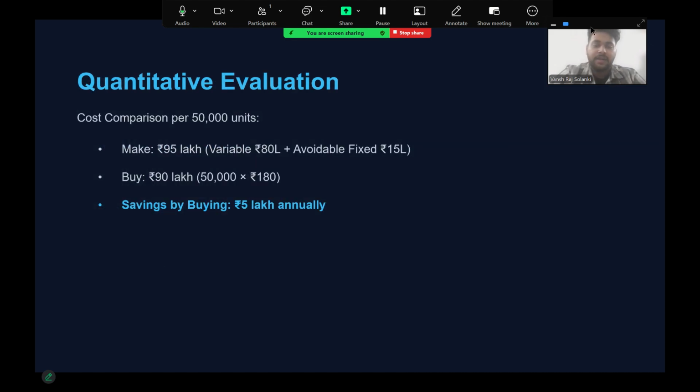So, quantitative evaluation, cost comparison per 50,000 units. Make means we are making it by ourselves. Variable cost is 80 lakh rupees and avoidable fixed cost is rupees 15 lakh. And if we buy it, if we outsource it, then it will be 90 lakh. So directly you will get rupees 5 lakh benefit annually if we outsource it.